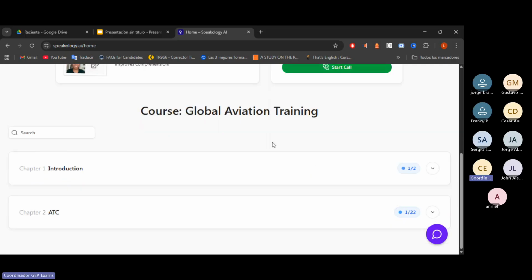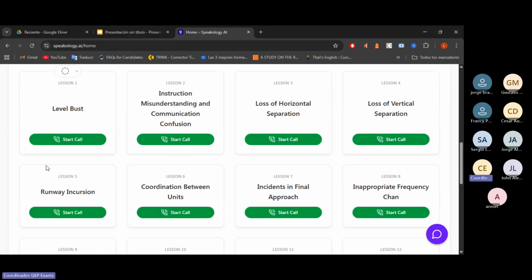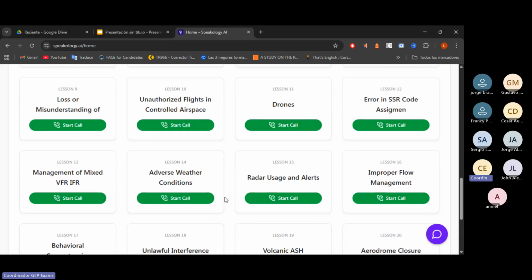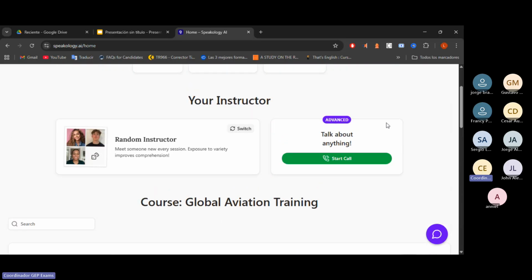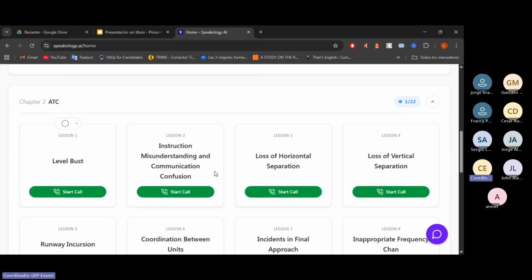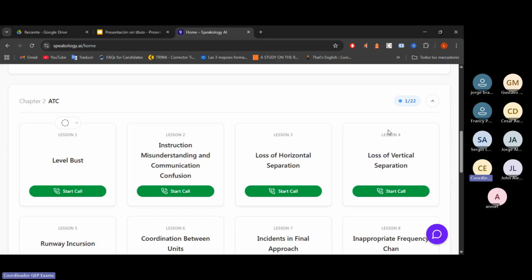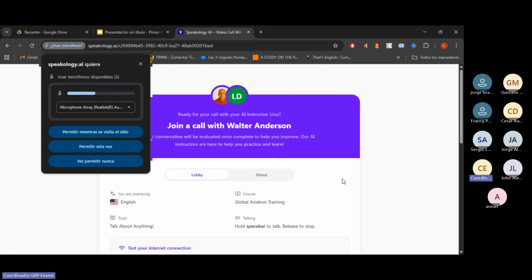In here you have all the modules related to your work, the training. So you have level bust, runway incursion, coordination between units. You have all of these, the course. And you also have in here, talk about anything. You can do exactly the same, but in this one, you're not going to find something related to your job, about an aircraft, about misunderstanding and communication confusion or something like that. You're going to find a call to talk about whatever you want.